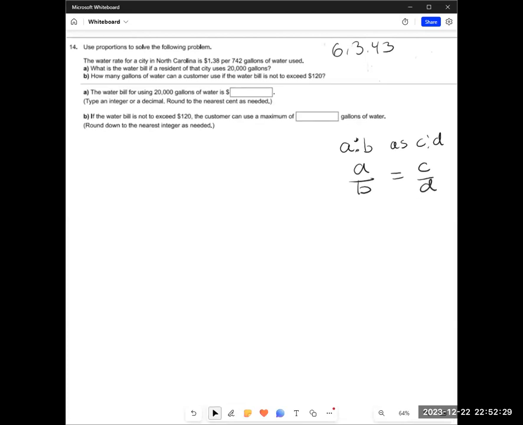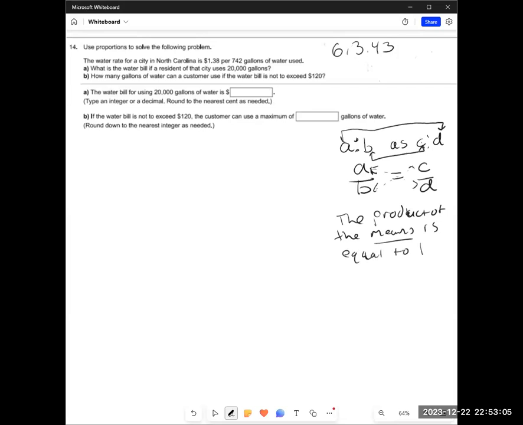And we solve it by multiplying these parts here and these parts here, or we say cross multiply when it's written in this fraction form. The phrase to remember here is the product of the means, which are these two numbers in the middle, BC, is equal to the product of the extremes, which are the things on the outside, AD.